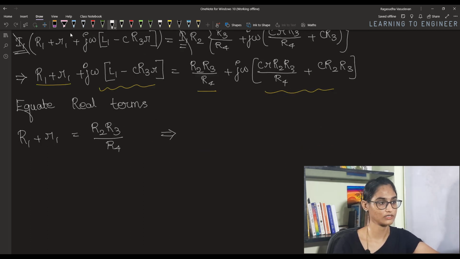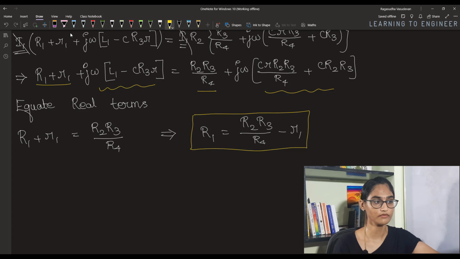So this implies that the value of R1 is equal to R2 R3 by R4 minus small r1. Now we have found out the value of unknown resistance perfectly in terms of all the resistances that we know. In case the inductor is a pure inductor and it doesn't have any resistive components, then you will be able to observe that the value of R2 R3 by R4 will be same as R1. So in that case the value of resistance is 0, but that is a very rare case where we find only pure inductors.